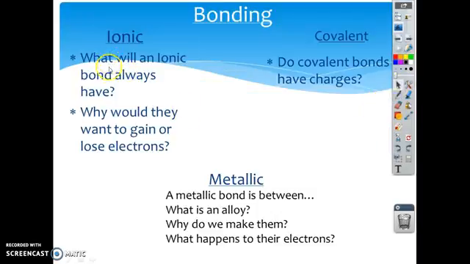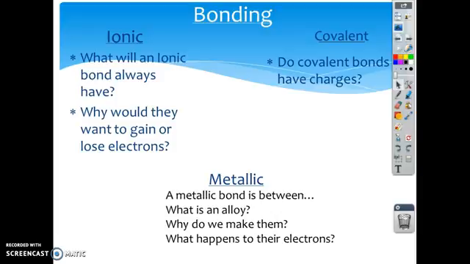Okay, so an ionic bond will always have two oppositely charged ions. So either a metal and a nonmetal, or a metal and a polyatomic ion, which can be found on the list on the back of your periodic table. Why would they want to gain or lose electrons? Well, this goes right back to that octet rule. Everyone wants to have a filled outer shell.